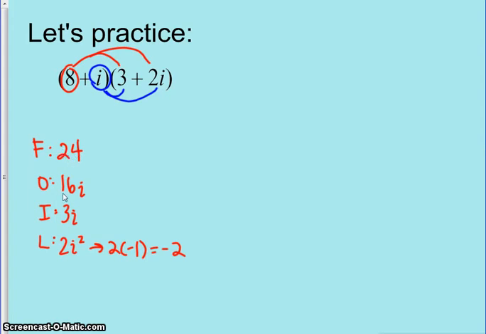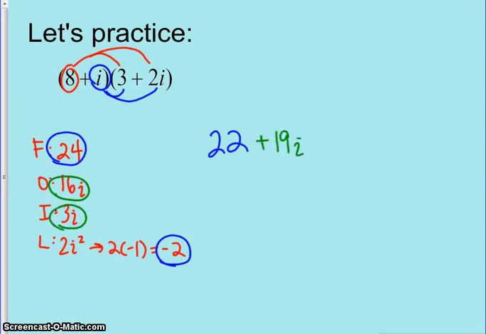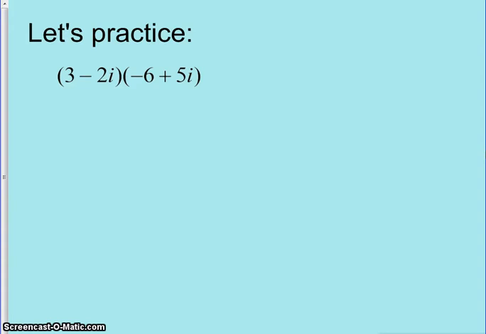So what we have to do here is we now have to combine like terms. I have a real part, 24, and -2, and that will give me 22. I also have imaginary parts, 16i and 3i, which add to 19i. So multiplication relies on you understanding the distributive property, but also understanding the adding that we did in the last video. Alright, so let's do some more practice problems, because practicing is where we are going to learn it.